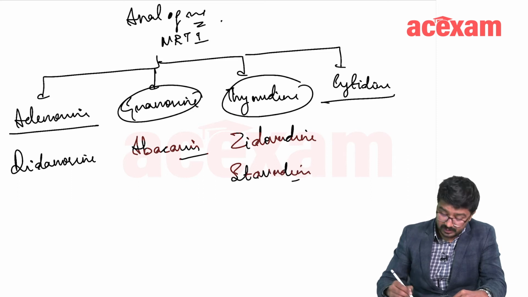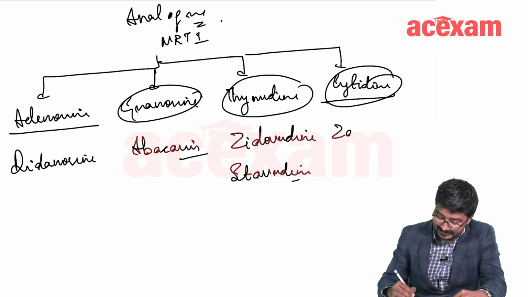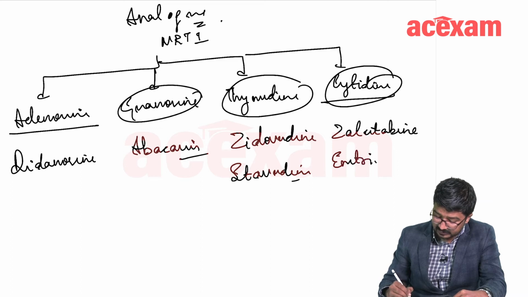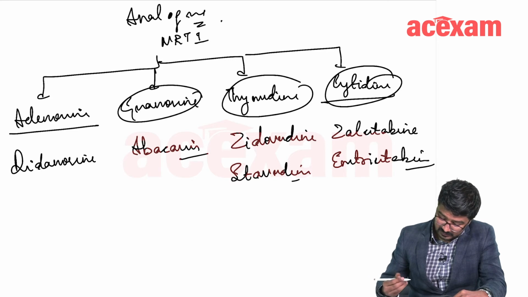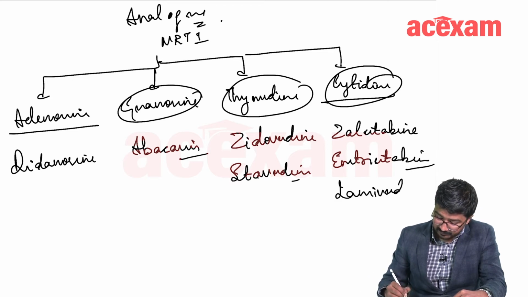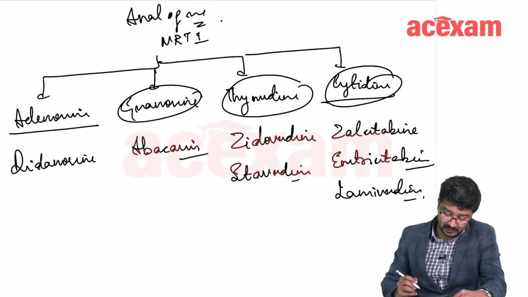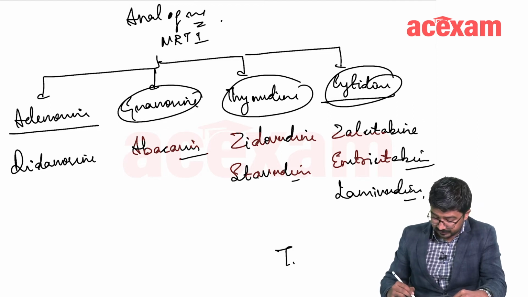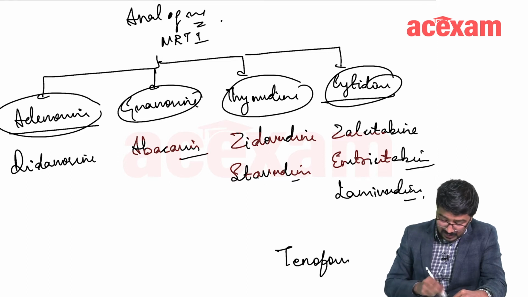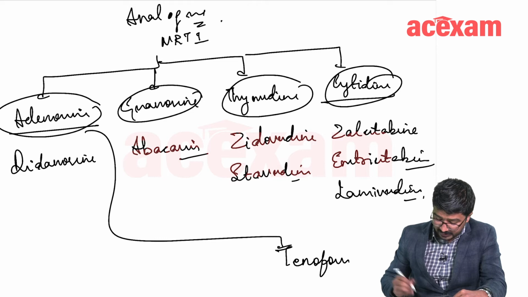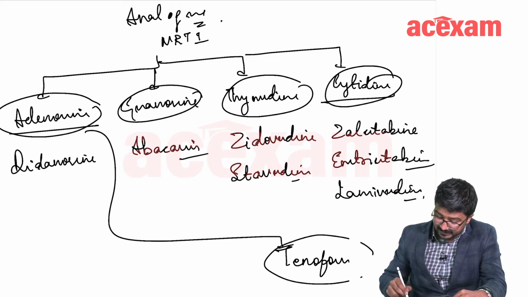Within the cytidine, what drugs come? Zalcitabine, emtricitabine, lamivudine. There is one more drug, which is tenofovir, which comes as an adenosine analog. It's an adenosine analog over here, but it is written differently.